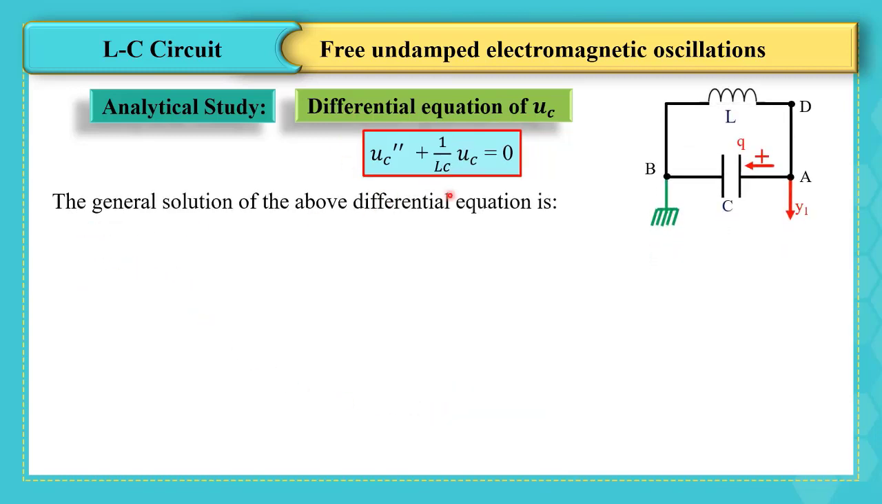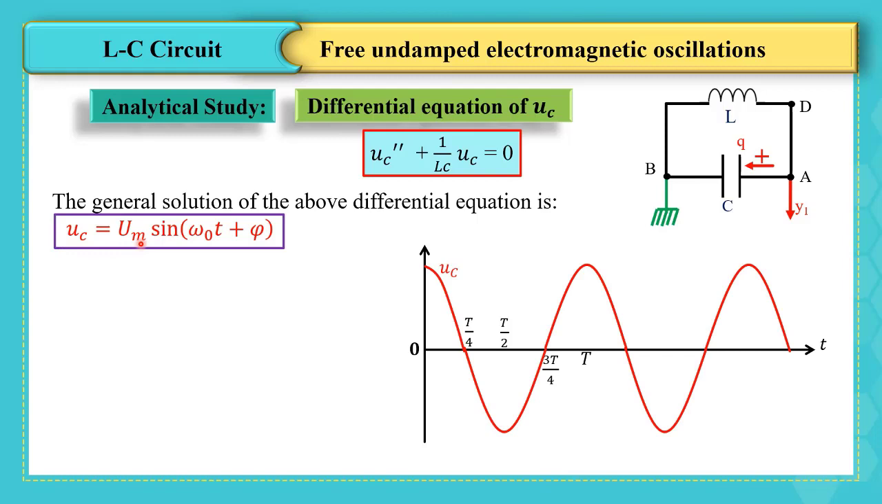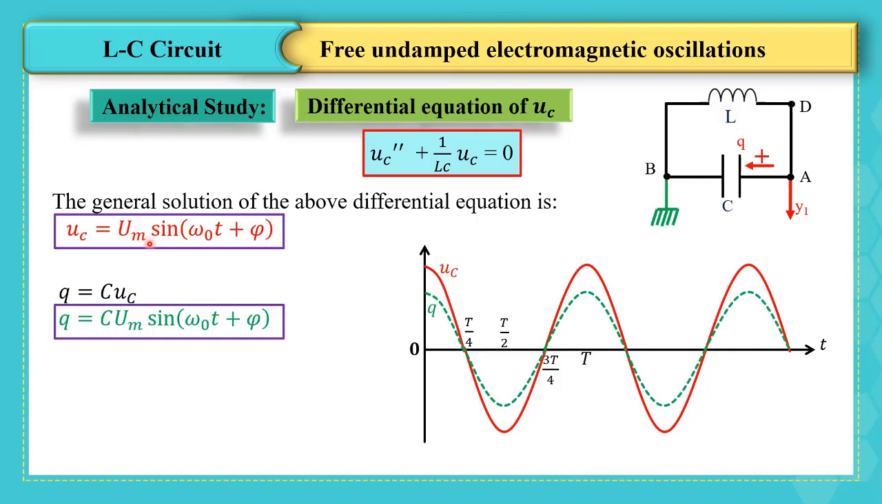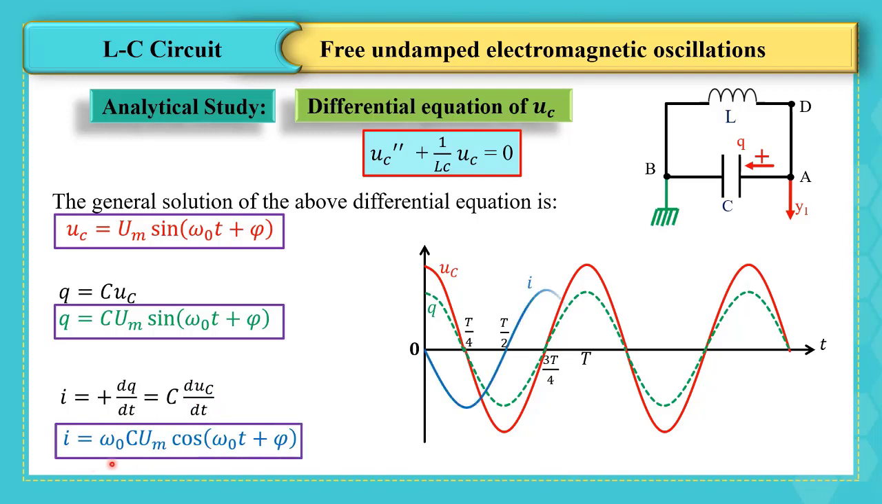Now, this differential equation has a general solution of the form UC equals U maximum sine omega 0 t plus phi. So the shape of UC will be sinusoidal. Since Q equals C UC, it will be equal to C U maximum sine omega 0 t plus phi, and also Q will have a sinusoidal form. And since i equals dq by dt or C dUC by dt, i will be equal to omega 0 C U maximum cosine omega 0 t plus phi.